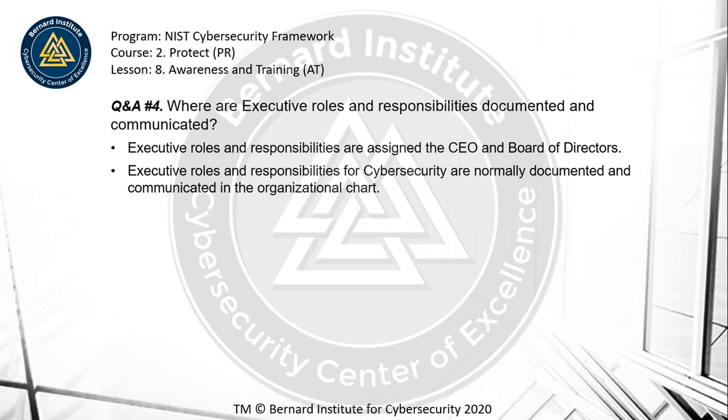Executive roles and responsibilities for cybersecurity are normally documented and communicated in the organizational chart. So if you look at the org chart for the organization, that's a good place to find them. Also, if you are like me and you create a terms of reference that talks about what the expectations are for the governance committee, which is usually made up of the executives who are responsible for different parts of the organization, because they have the authority for budgets and for resources. And if there's a problem with cybersecurity that involves their area, they're the people who can get it fixed, because they want to know about the risk.